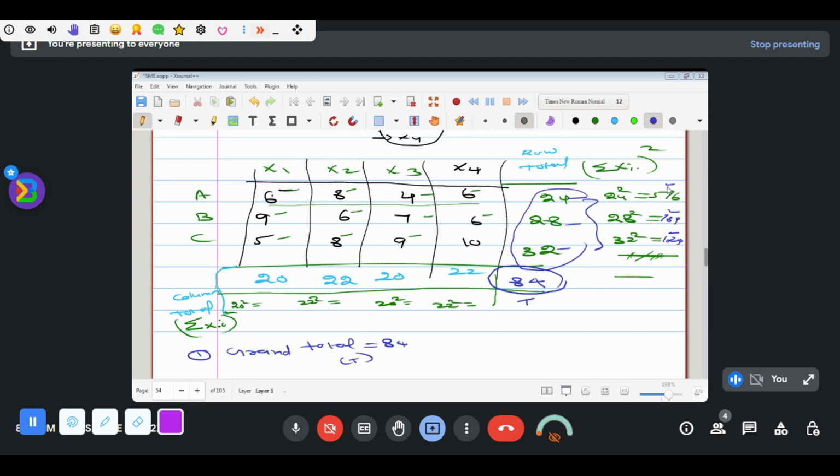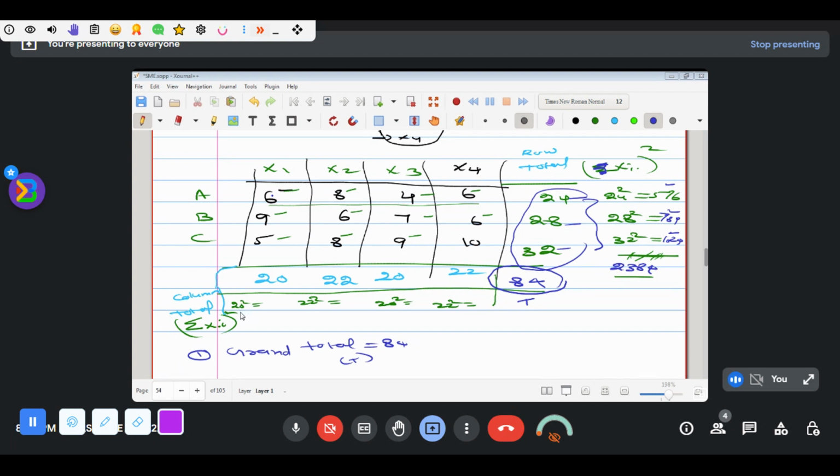Now we want to add these 3 values. What is 576 plus 784 plus 1024? How much? Anyone completed? Please tell me. 2384, sir. 2384. Okay. This is the sum of the squares of the data.